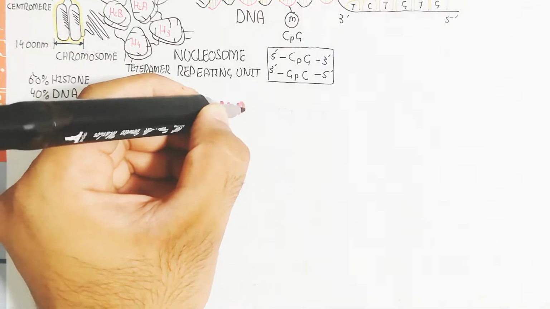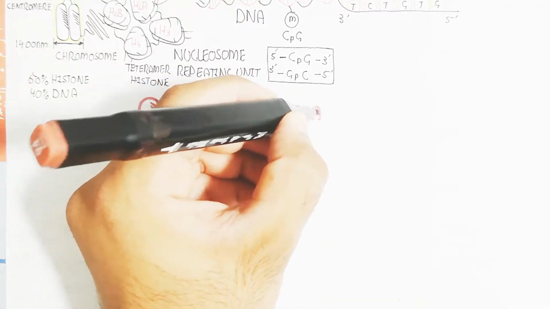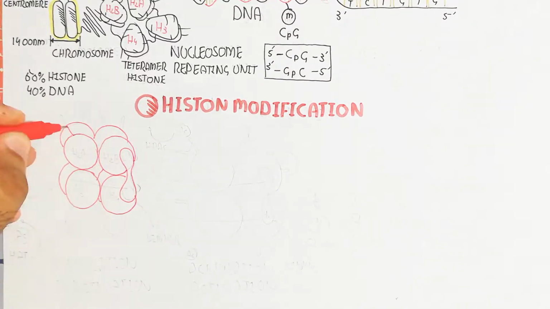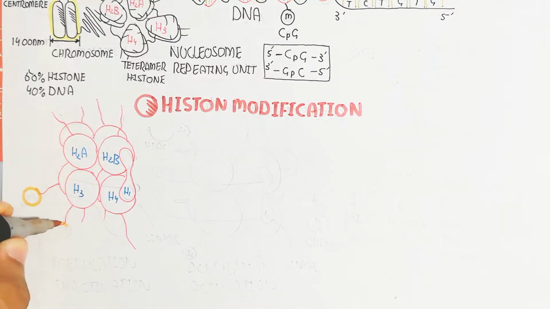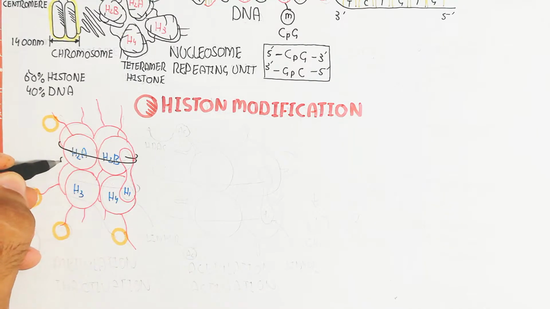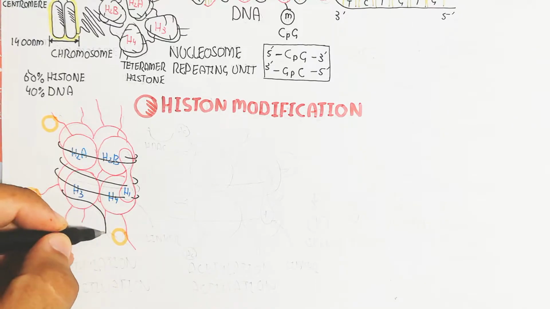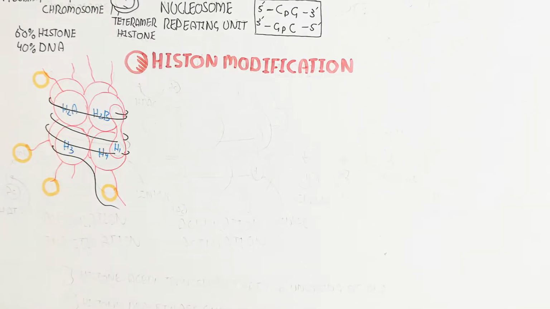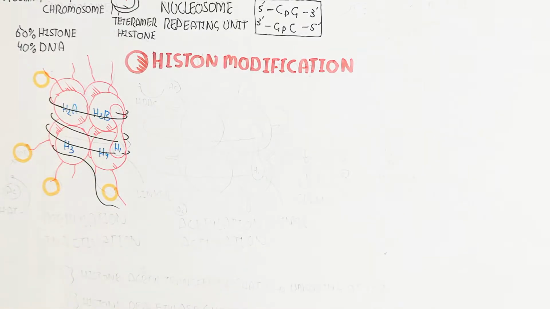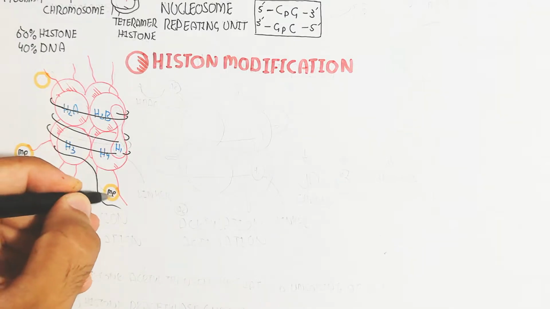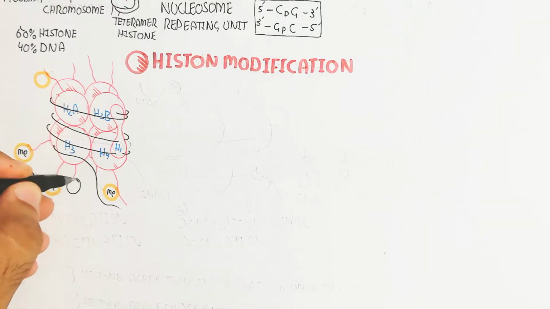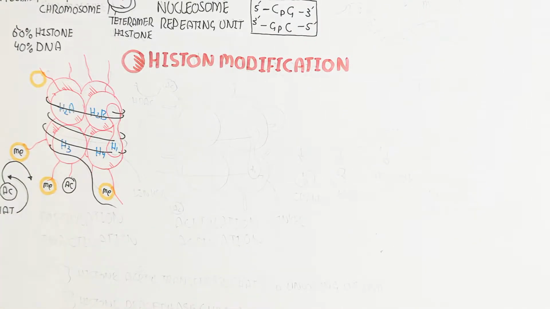So let's begin to understand histone modification with a diagram of methylation and acetylation. We will focus on the acetylation and methylation of histone, not on phosphorylation and ubiquitination. Here is the linker protein, histone 1, while H3, H4, H2A and H2B are present together as the tetramer. Here the methyl group is attached to the histone tail, and the acetyl group is attached by the HAT enzyme.